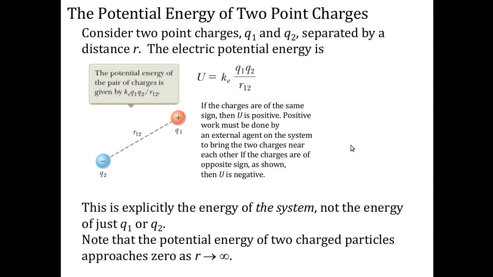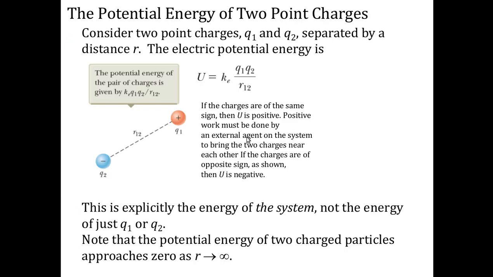So how do I get this potential energy close to zero? The farther apart these particles are, the closer the potential energy of the system is to zero, right? If you divide something by infinity, which technically you're not doing, but as r approaches infinity, this term is going to approach zero.